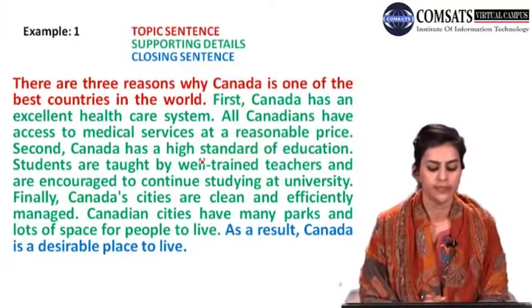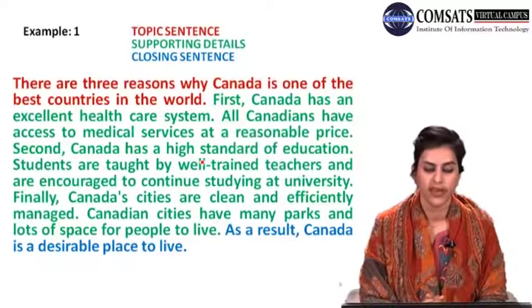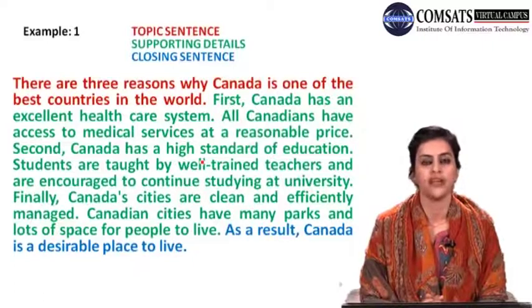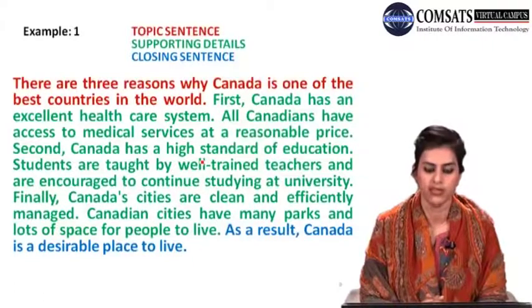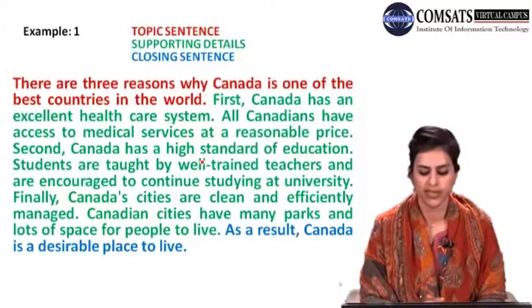See the topic sentence. There are 3 reasons why Canada is one of the best countries in the world. Now in the topic sentence, the writer has clearly said that there are 3 reasons why Canada is one of the best countries in the world. First, Canada has an excellent healthcare system. Now the writer is trying to elaborate all those 3 reasons one by one. These are what you call the supporting details.